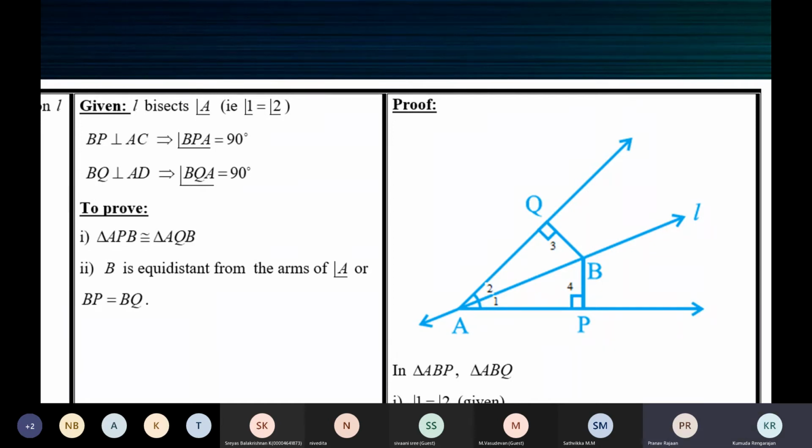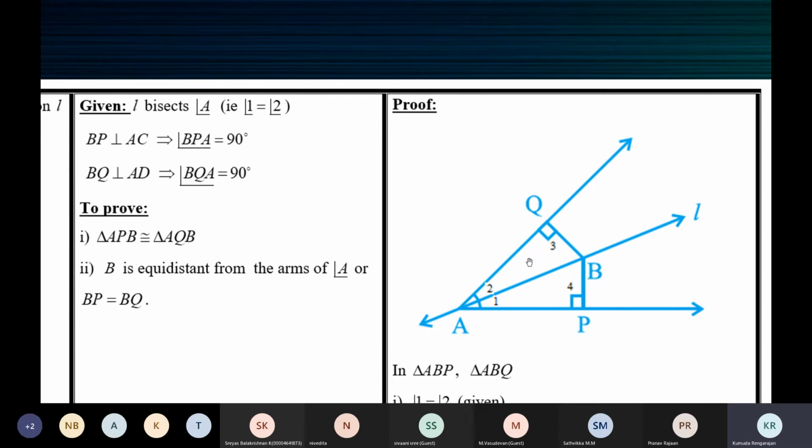Okay, others, share your thoughts. I think the same too. Okay. So Satvika, tell me one pair of equality. Which are the two triangles you have to take up? Ma'am, ABQ and ABP. Okay. We'll say ABP is the first triangle, and ABQ is the second triangle.